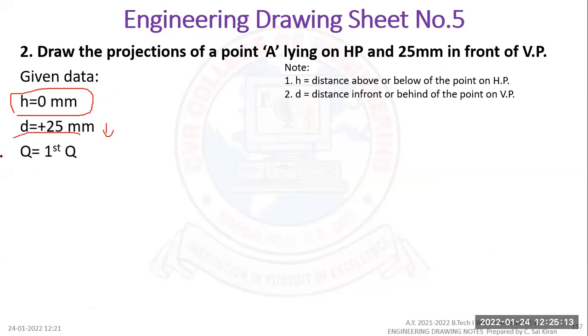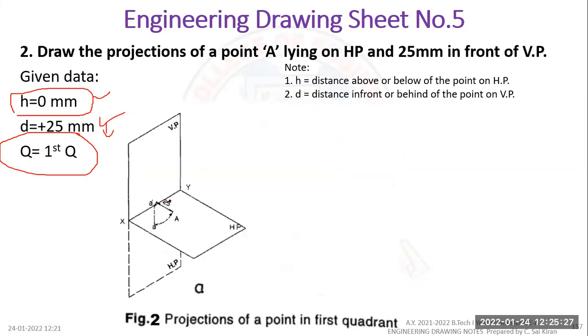So the quadrant is the first quadrant. Zero is a positive number, and minus 0.1 is a negative number. So it is in the first quadrant: H is positive, D is positive. We have to consider this as the first quadrant. There is no H distance. It is lying on this, and this is my point A.